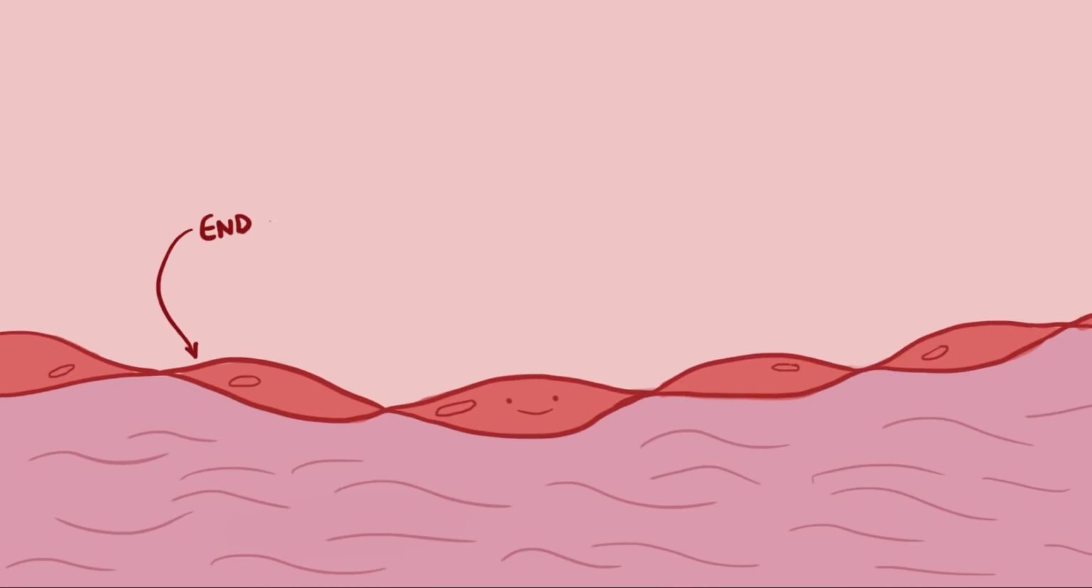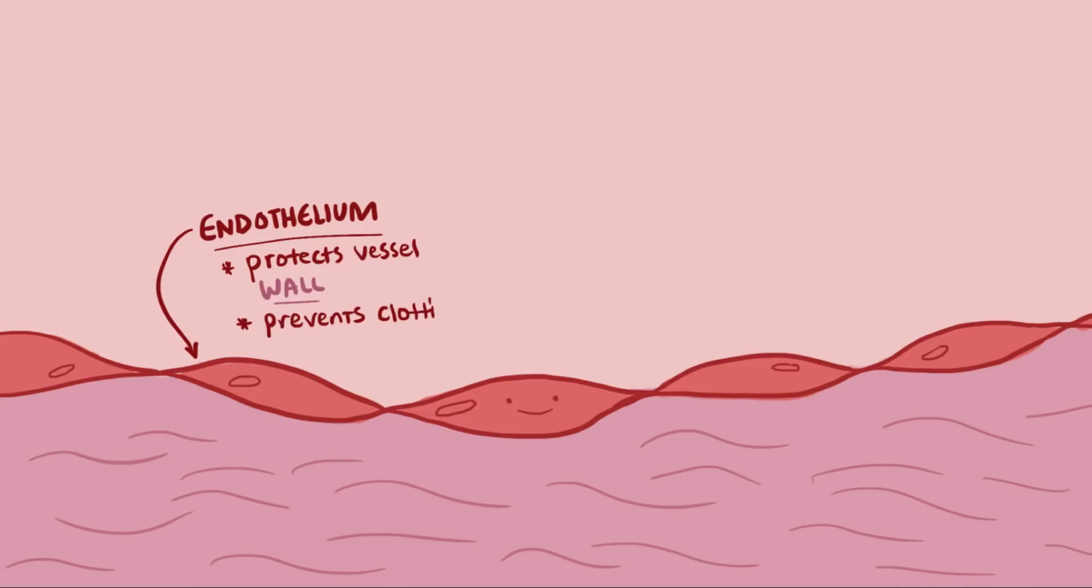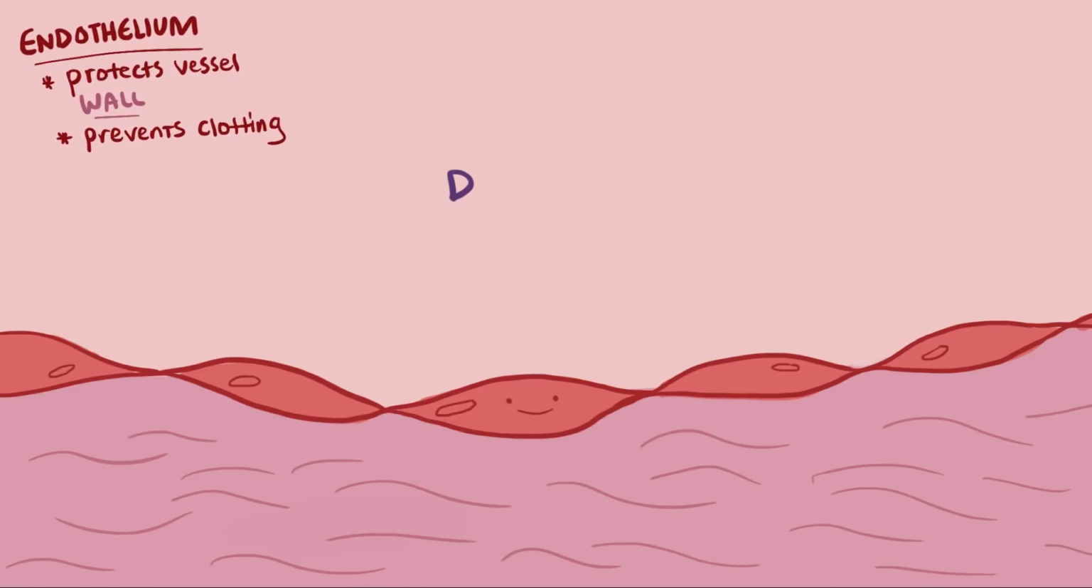So the blood vessel endothelium is made up of a single layer of cells and does two jobs. First, it protects the rest of the blood vessel wall from the blood, like a coat of varnish on your wood furniture. And then secondly, it secretes proteins on its surface to prevent the blood from clotting, because blood just inherently likes to clot whenever it gets the chance. Now, your endothelium can become damaged in a lot of ways.